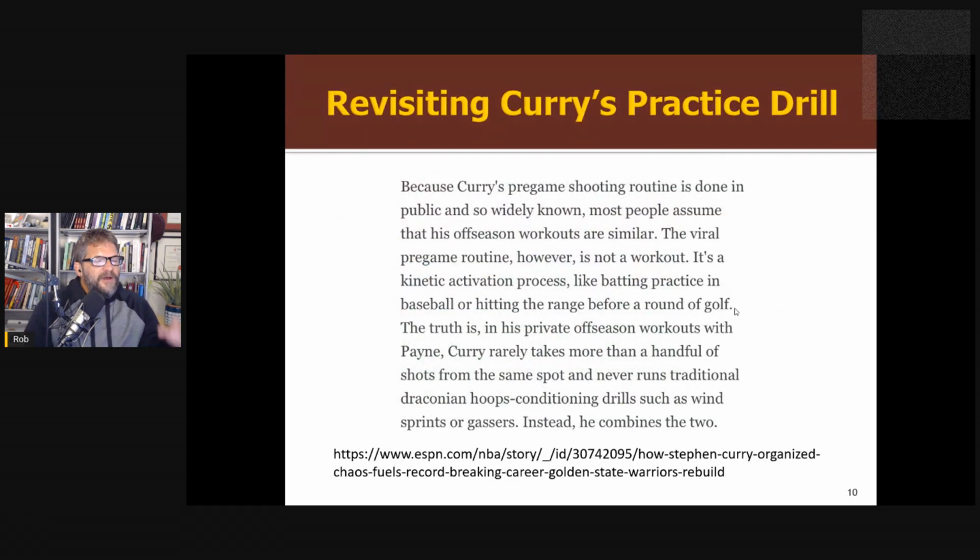Okay. What is the alternative view? Well, to talk about that, let's revisit Stephen Curry's drill. A few weeks after he posted that video, there was an article on ESPN that actually talked about what this was, and Stephen Curry pointed out this is not something he actually does in practice, right? He doesn't repeat the same shot over and over. As it says, Curry rarely takes more than a handful of shots from the same spot, right? Instead, he's mixing up different shot directions. He's doing wind sprints, so he gets fatigued between shots, things like that, right?